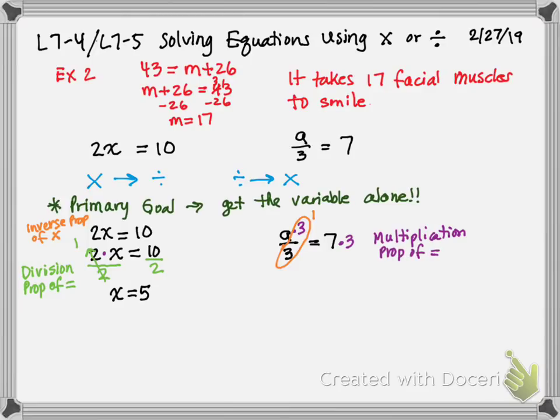Okay? So we get a times 1 is a, and 7 times 3 is 21. So that's what we're going to be practicing here on these. We're going to do a couple of multiplication problems, and then we'll do a couple of division problems, and we'll call it a day. So I'm going to go to the next screen.